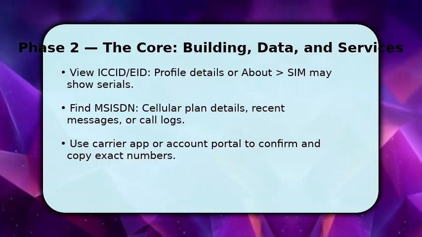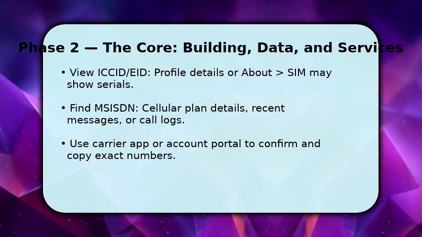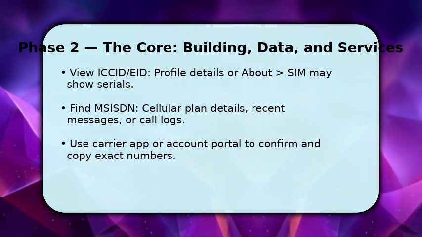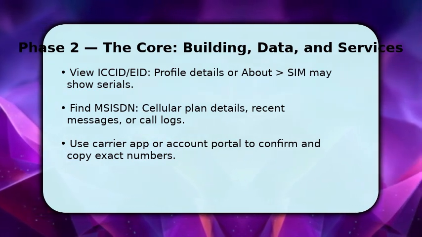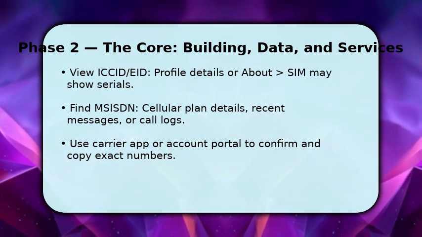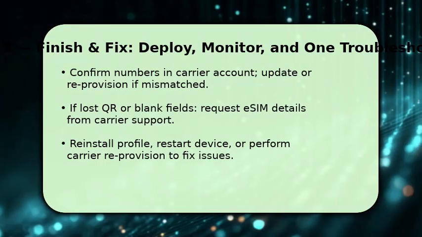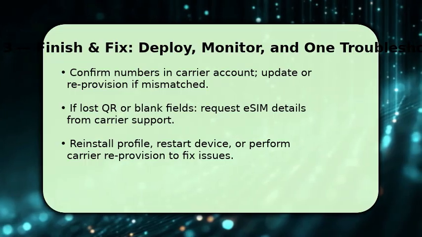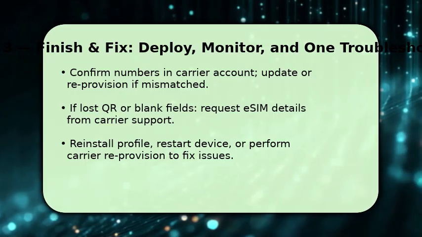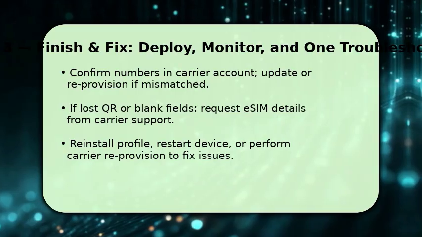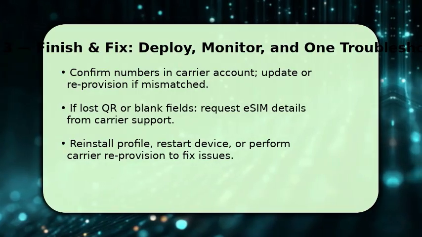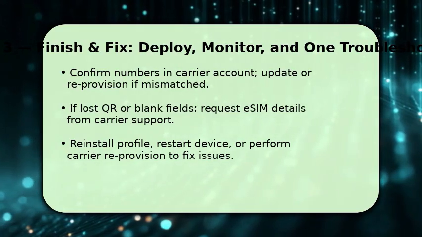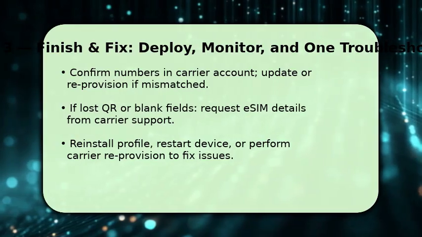Make sure to compare the device values to your carrier account page because discrepancies mean the eSIM is provisioned, but not yet linked to service or needs reactivation. You finish by verifying the ICCID/EID and MSISDN matches the carrier account, then copy them into any forms or support chats. If values differ or fields are blank, contact carrier support and request the eSIM serial or a replacement QR.